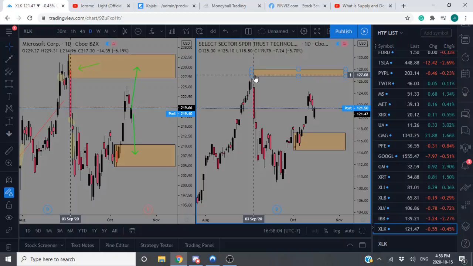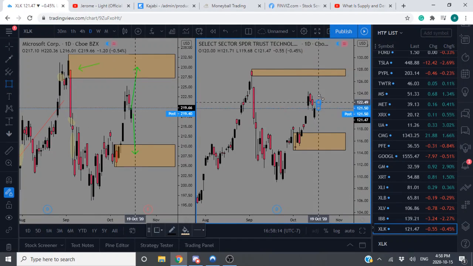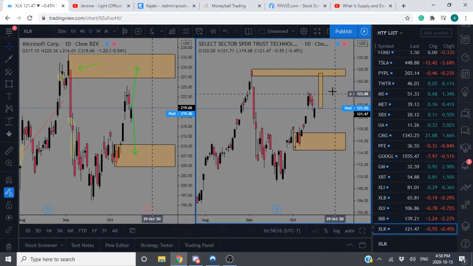So what we are doing is we're not just looking at Microsoft and saying, hey, it's coming up into supply, but hopefully if Microsoft comes up into supply, you will also have the index of the technology sector coming up into supply as well. That's the correlation that I would want to trade in the stock market.